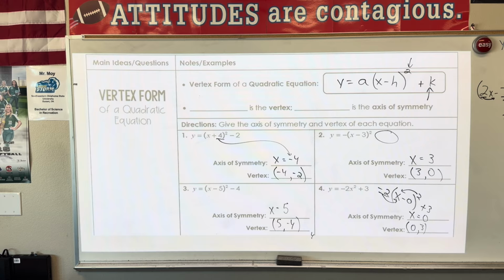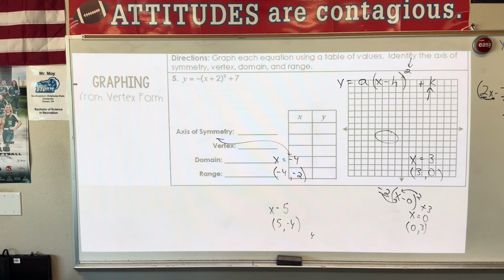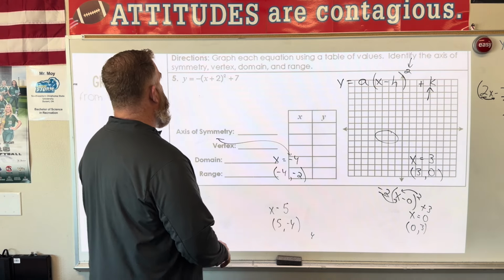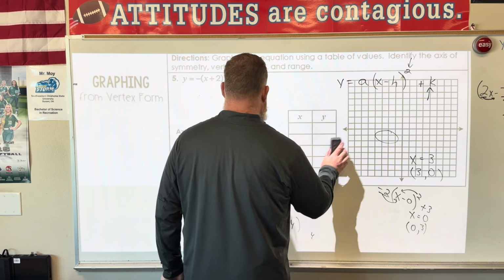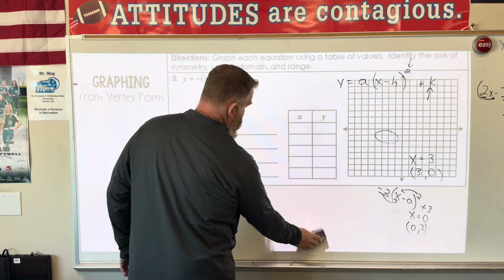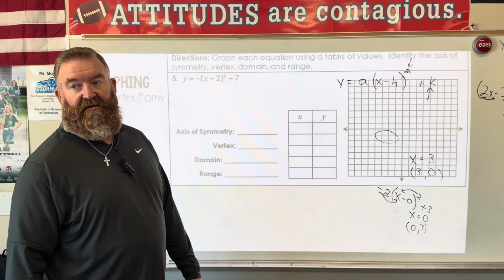Oh, just kidding. Hang on. Okay. Go. Graph each equation using a table of values. Identify the axis of symmetry, the vertex, the domain, and the range. You guys have your Desmos? Go and type in that equation if you want to.